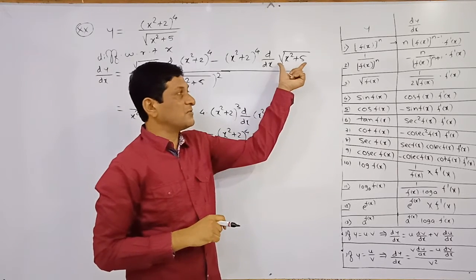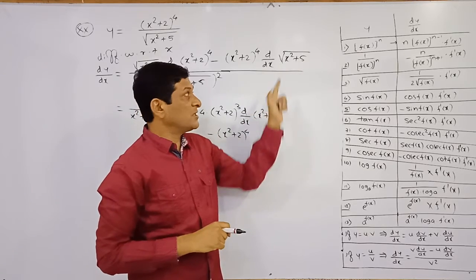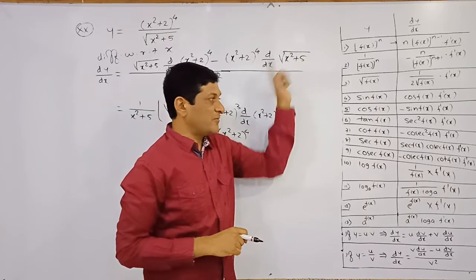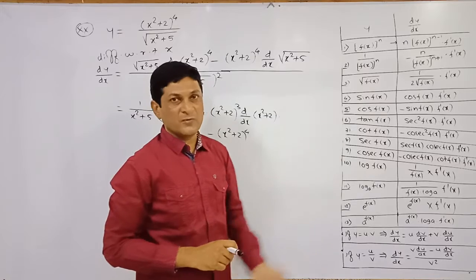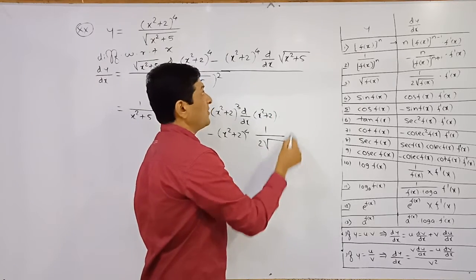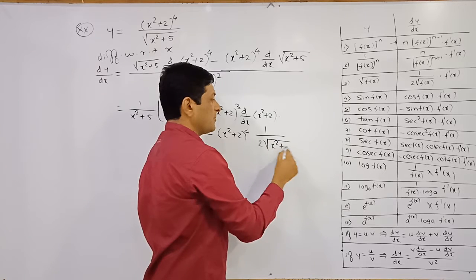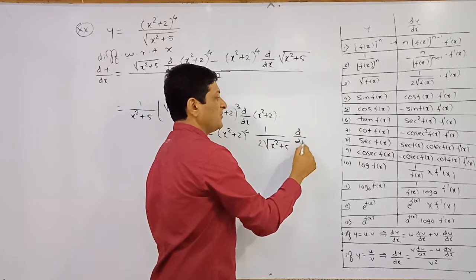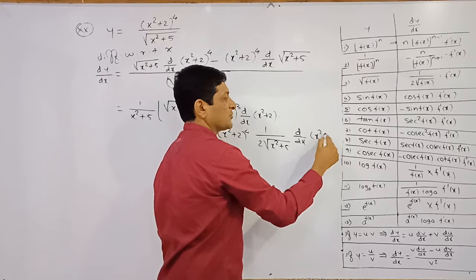Now we are finding its differentiation. So observe, this function is in the form of under root f of x. So according to that formula, its derivative is 1 upon 2 root f of x. What is f of x? X square plus 5 into derivative of f of x. F of x is nothing but x square plus 5.